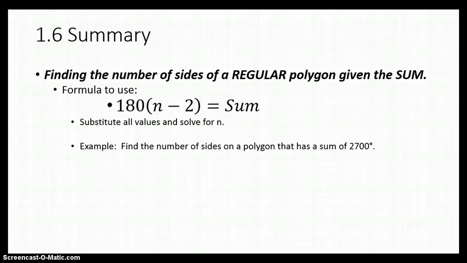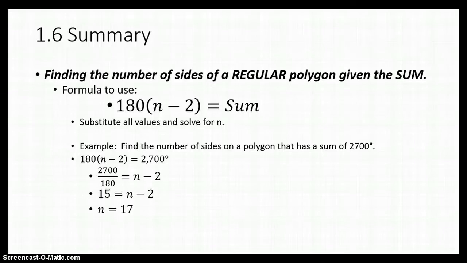So I have an example where the sum of a polygon is 2700. So I'm going to do 180 times n minus 2 equals 2700. I want to divide both sides by 180. And then to get n by itself, I want to add 2. So that tells me I have a 17-sided figure. If we wanted to classify that, we would call it a 17-gon.